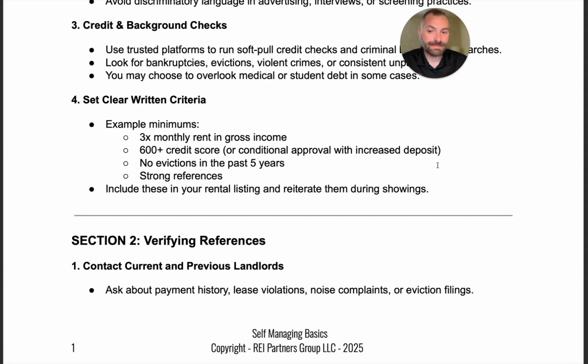Include these expectations, the monthly income, credit score, and eviction in the listing and reiterate them during your showings. If you're going to accept Section 8 or housing vouchers, also put that in your listing. If you're not going to accept it, again, this is a whole separate training, put that in there as well so people know right out the gate.